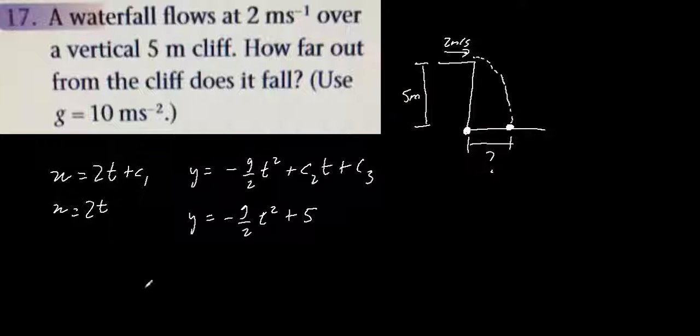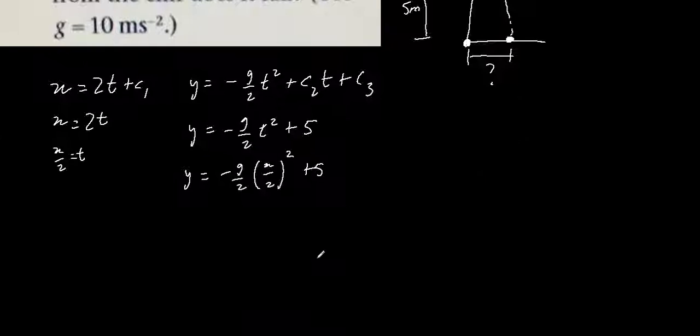Yeah, that's cool. Now what? We do the same thing as we did in the previous questions. This is probably from the same exercise in the textbook, so they're just practicing the same skill. x on 2 is equal to t. And then we substitute back in. y is equal to minus g on 2, now that's x on 2 squared, plus 5.